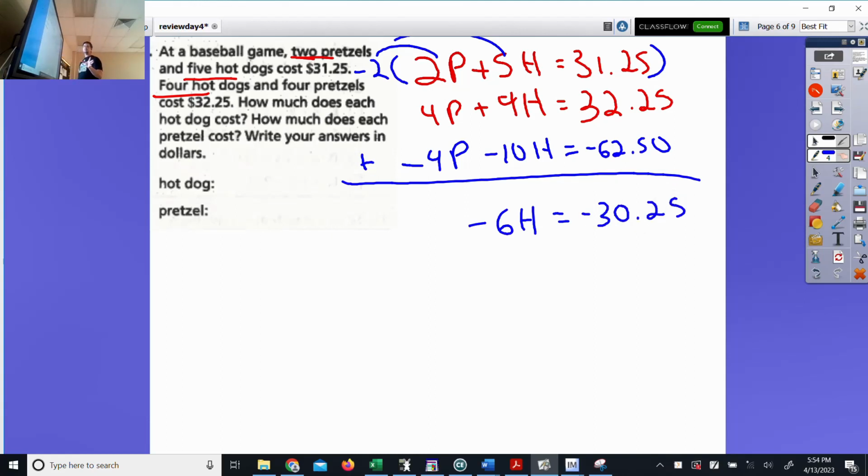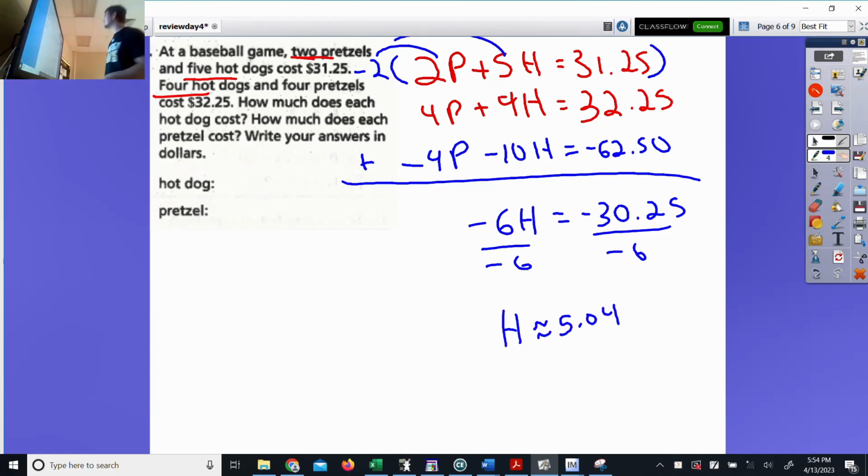I guess you could do the old school long division. This one doesn't work out pretty, but when you divide by the -6, you get that a hot dog is about $5.04. I don't remember what was after the 4. It's about $5.04.